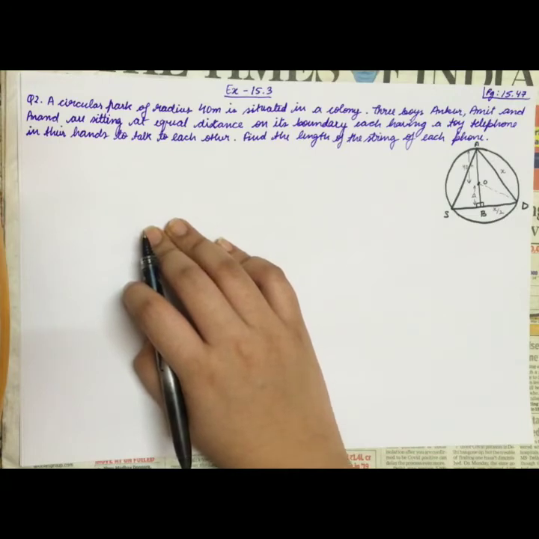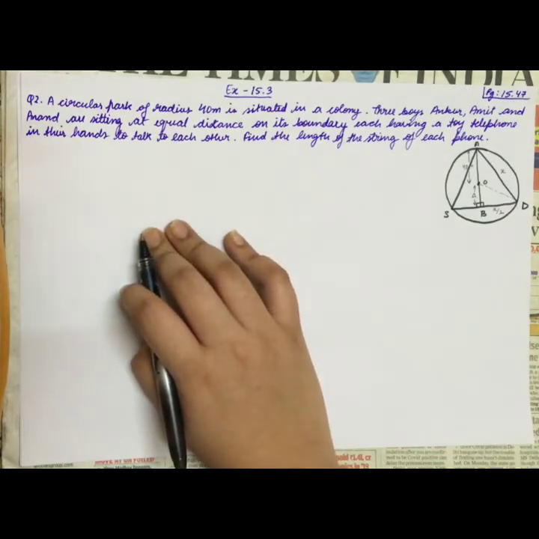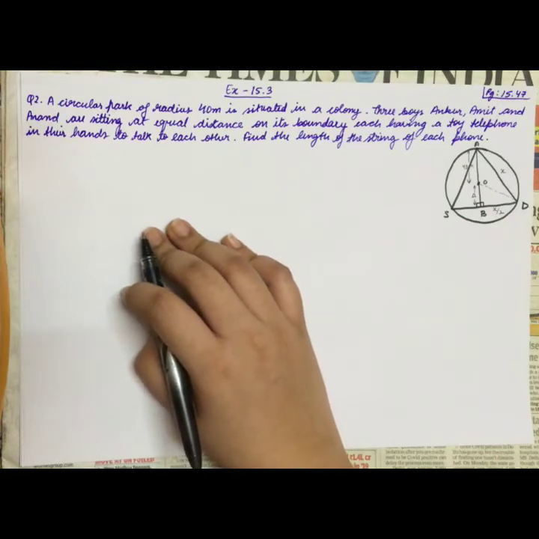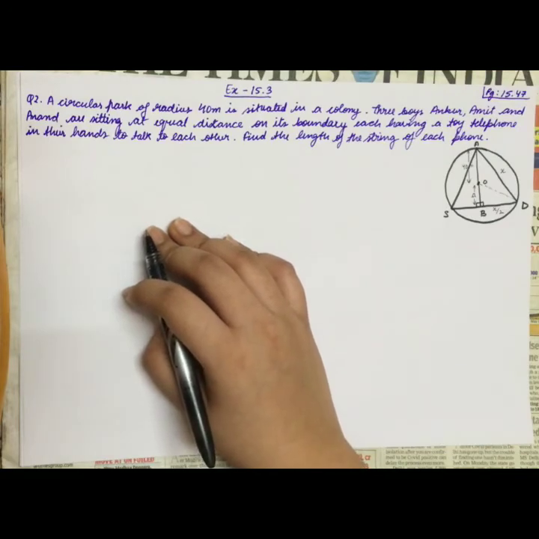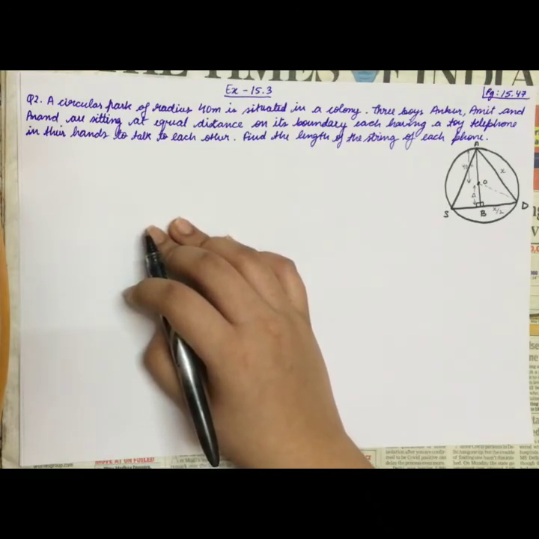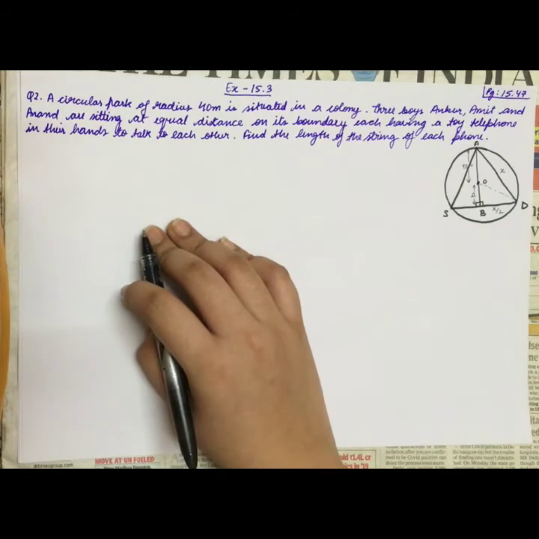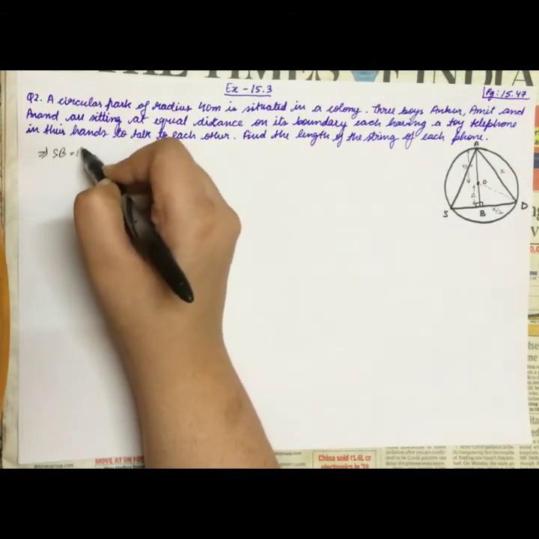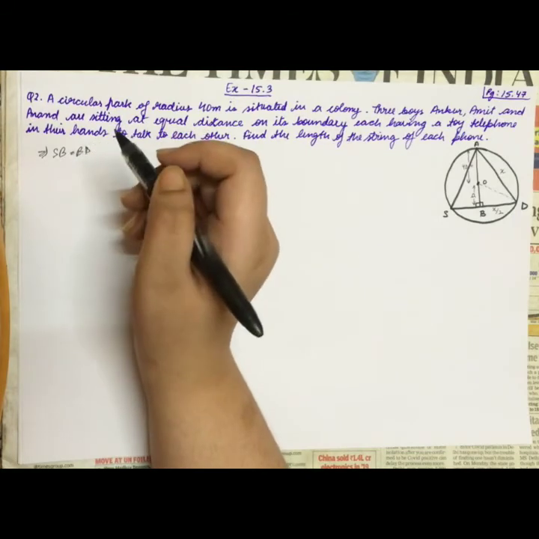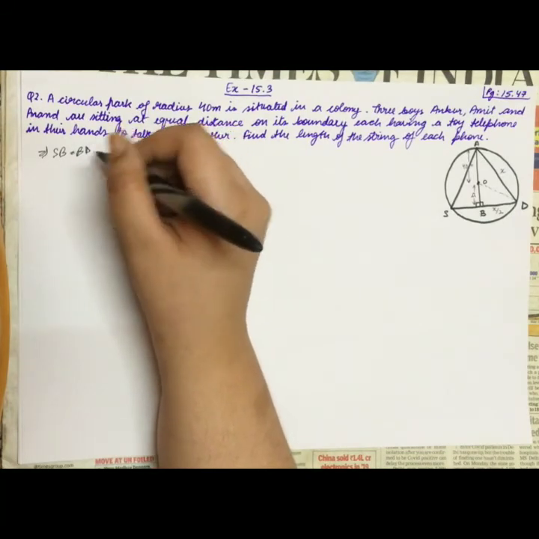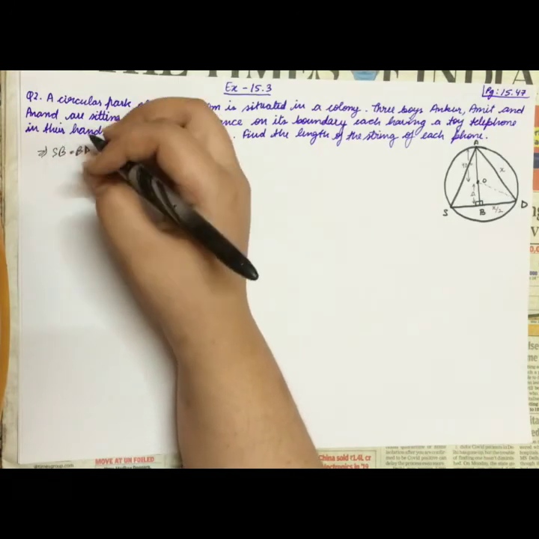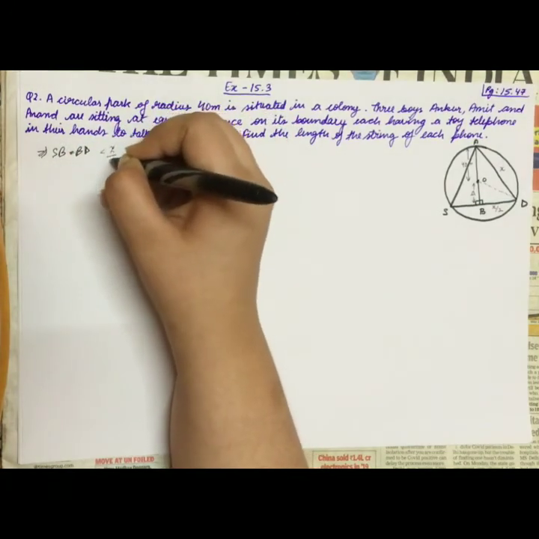So here let the string of each phone be x meter and OB be A meter. So we will construct AB perpendicular to SD, and since perpendicular from the center bisects the chord, we can say that SB is equal to BD. So SB is equal to half of SD, which means they are equal to x by 2.